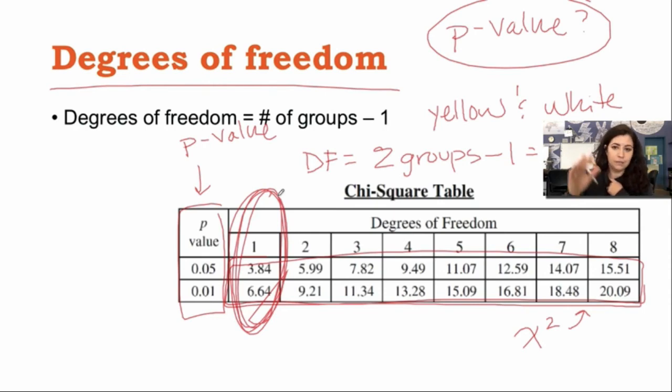Okay, so great. If you remember, our chi-squared value was 1.333. We're going to look in this column and do something. What are we going to do?